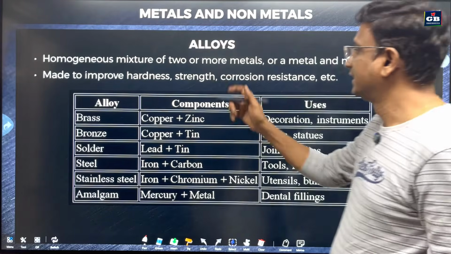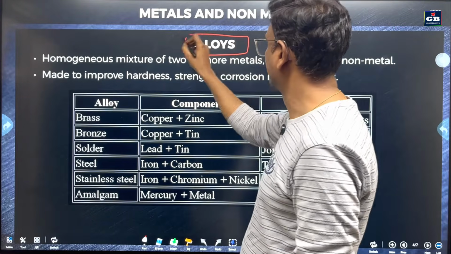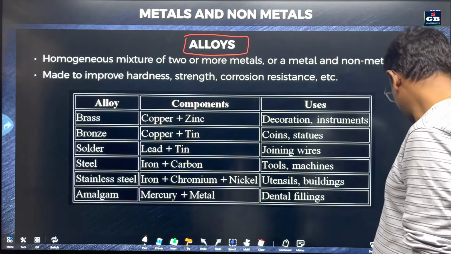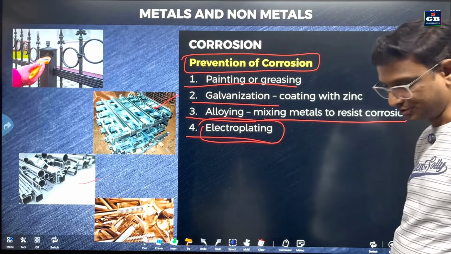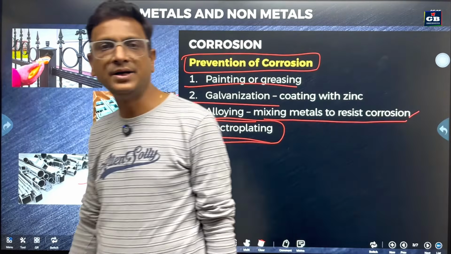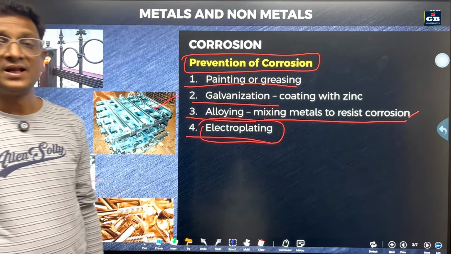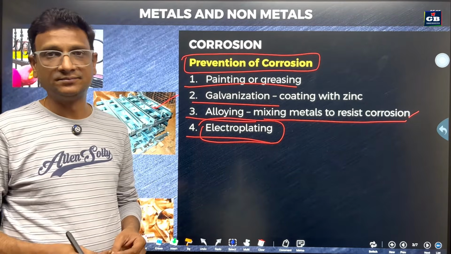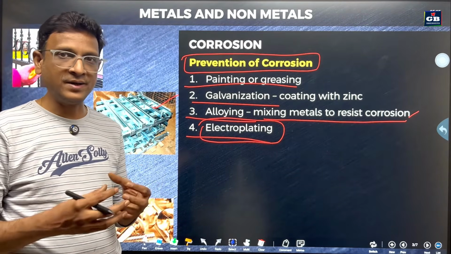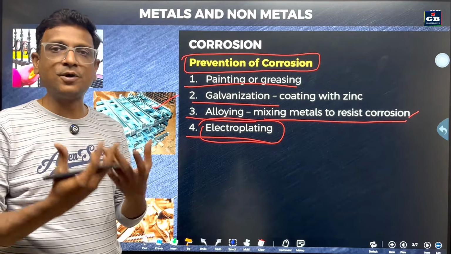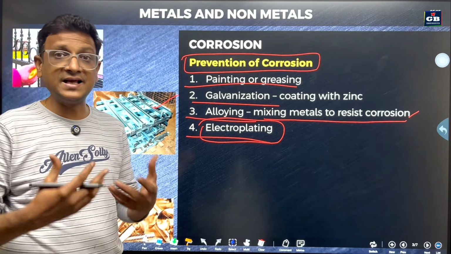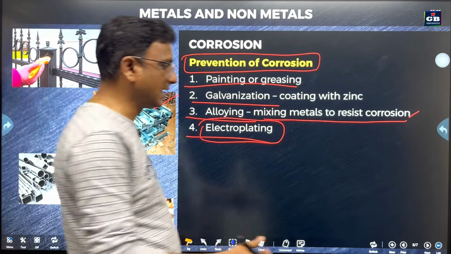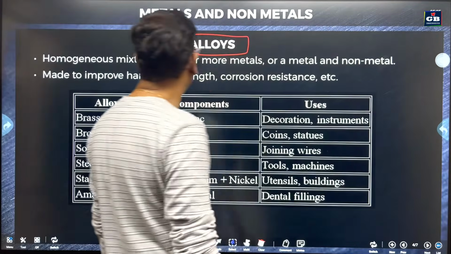Now see, let us learn about alloys. In the previous slide I told you alloying is the mixing of metals to resist corrosion. But alloys are not made only to prevent corrosion. Alloys are made for different purposes. When we mix two different metals, we get a metal with good properties. We can make different metal combinations to get desired qualities. Like that, alloys are made. Let's see what these alloys are.